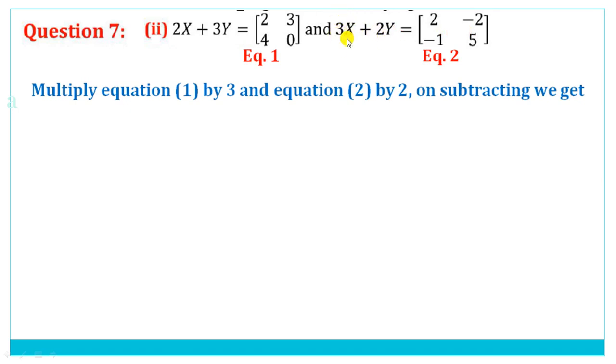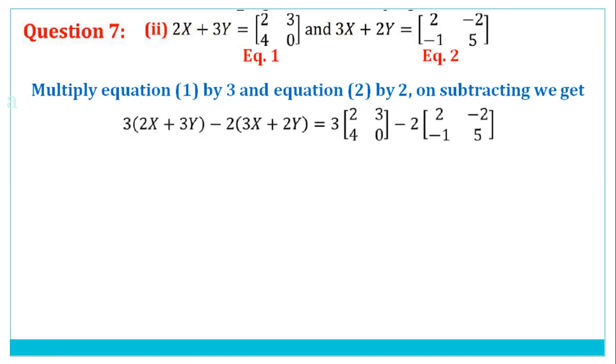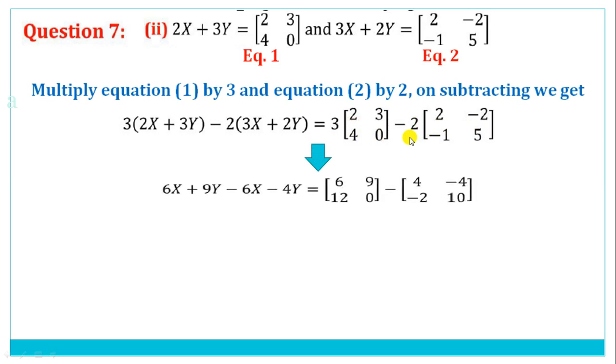So we are trying to eliminate x, and to do that we have to make the coefficients of x equal in both the cases. So we will get 6x here and 6x here after this operation, and then we will subtract them. Okay, elimination method. So this is what it will look like: 3 times the first equation minus 2 times the second equation is equal to 3 multiplied by the right hand side of the first equation minus 2 times the right hand side of the second equation. Okay, this is what we will get after we open the brackets.